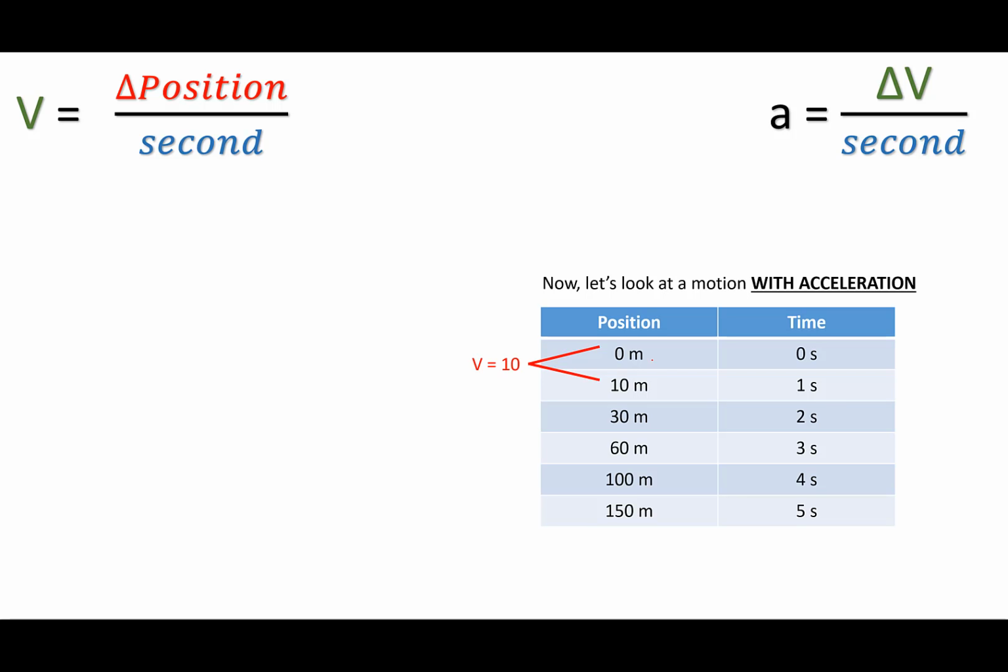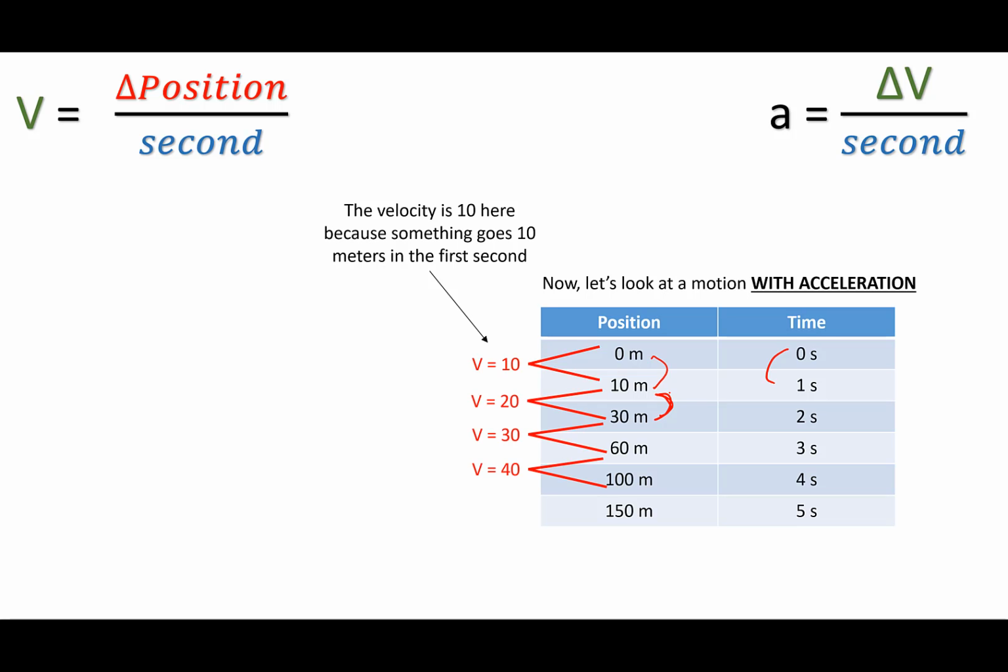But if you do have acceleration, it'll look something like this. At the beginning, you go 10 meters in 1 second, and then after that, from 10 to 30, you go 20 meters in a second. And you would see a similar change in the velocity every second after that. So from 30 to 60, that's 30. From 60 to 100, that's 40. And then from 100 to 150, that's 50.